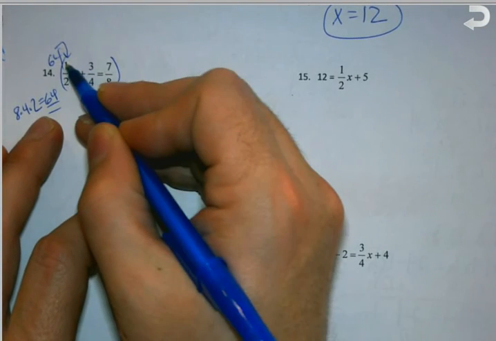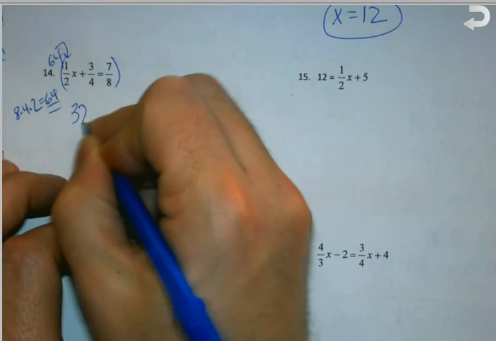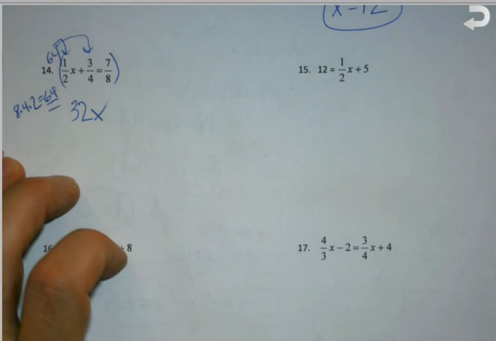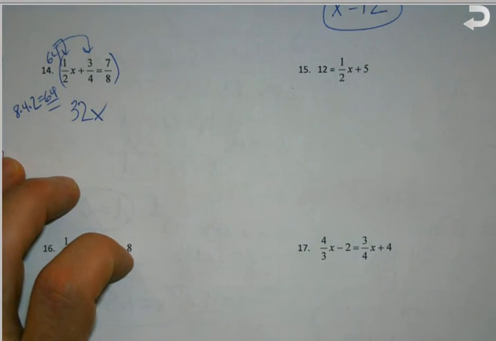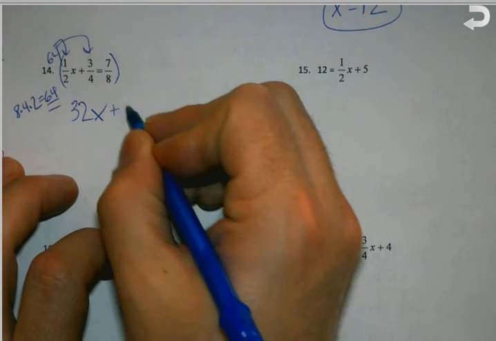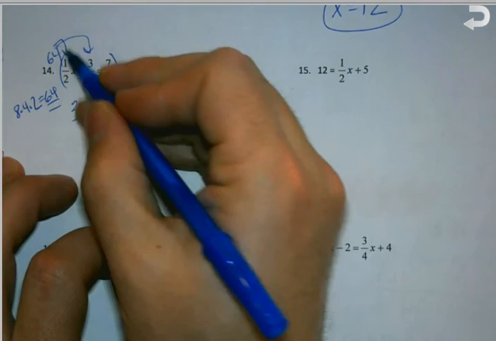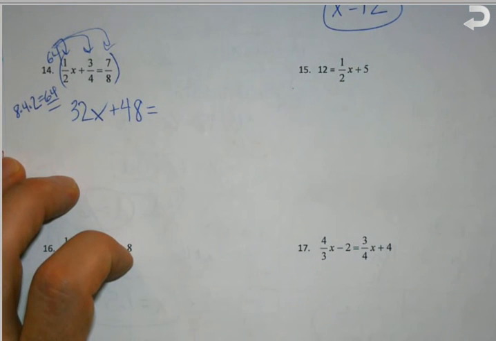64 times 1 is 64, divided by 2 is 32x. 64 times 3 is 192, divided by 4 is 48. 64 times 7 is 448, divided by 8 is 56.